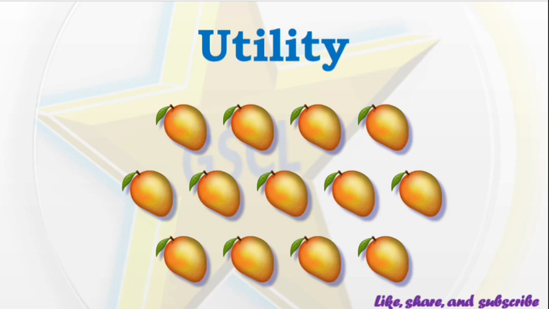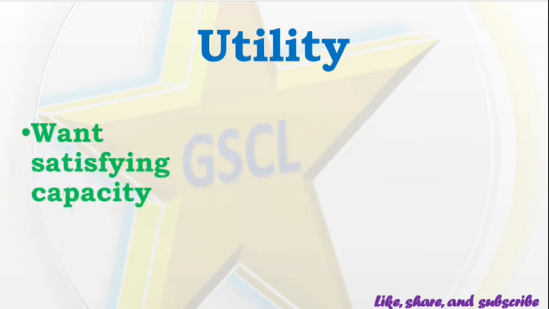Utility is referred to as the want-satisfying capacity that a particular product has upon an individual. It is totally subjective in nature and differs from person to person and place to place. Example: in the winter season, an AC might not give you any utils of satisfaction, but in summer it does.